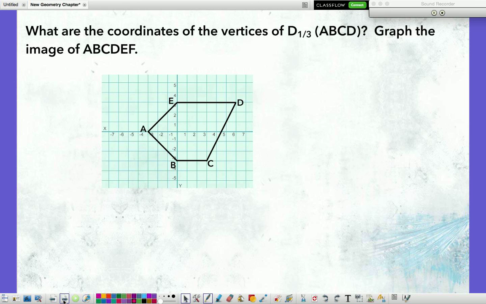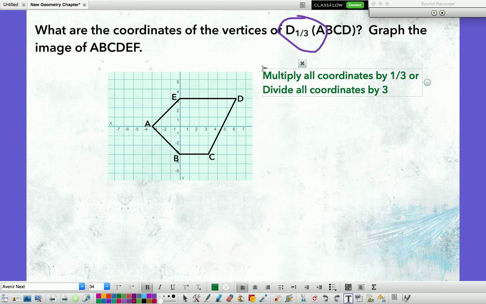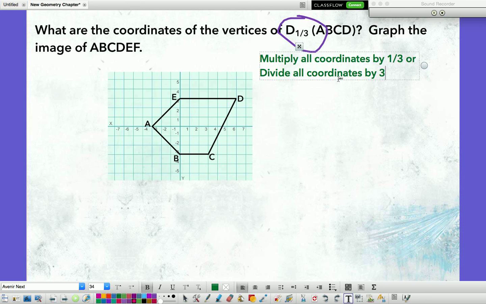Okay. Oh, this one looks fun. We're going to dilate this by 1/3. Well, what does that mean? I'm going to multiply all coordinates by 1/3, or divide all coordinates by 3. I always just divide. I think it's easier.